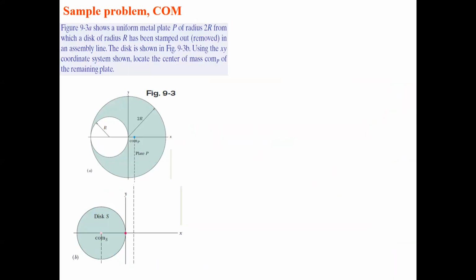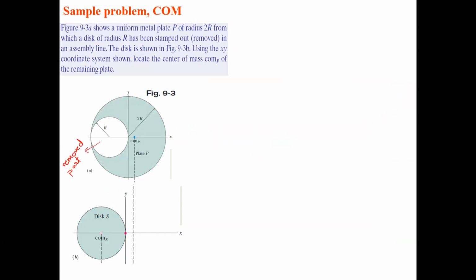All right. So let's take a look at this question. This is typical exam level. I have a uniform metal plate P of radius 2r from which a disk of radius r has been stamped out. So I have this uniform plate and I cut out part of it. So here this is an empty part. The disk is shown in the figure using the XY coordinate system shown. Locate the center of mass, COMP, of the remaining plate.